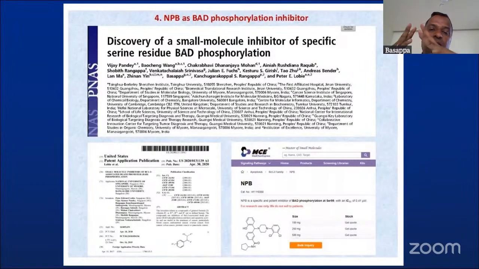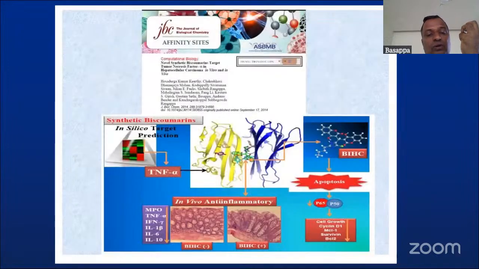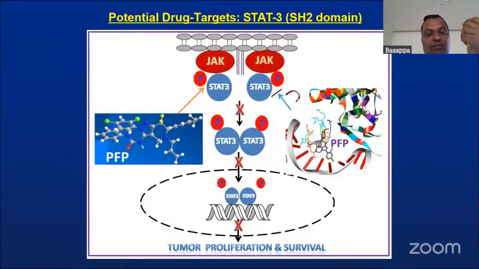BAD phosphorylation, and could inhibit the phosphorylation of BAD by NPB. So you can see here, the compound is sold by MCE and some more now, including Merck. NPB is available for R&D purposes, so this molecule is commercially available now. So this work I already explained to you.